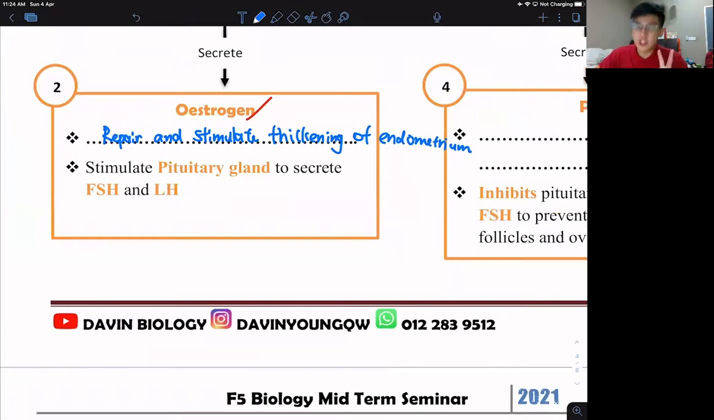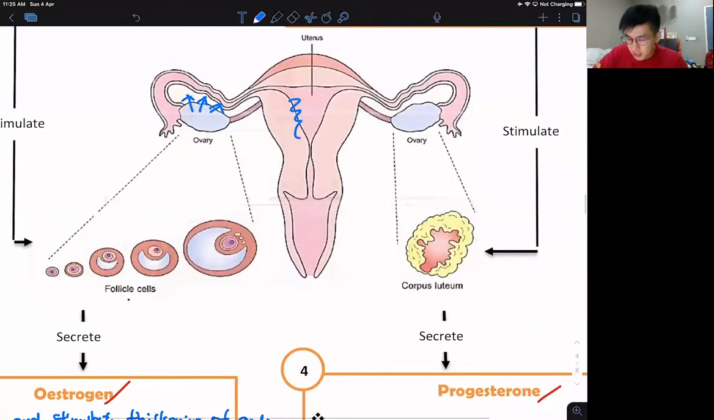So why I need to repair it is because menstruation just finished occurring. The endometrium just now broke down already. So now I repair it, thicken it back.